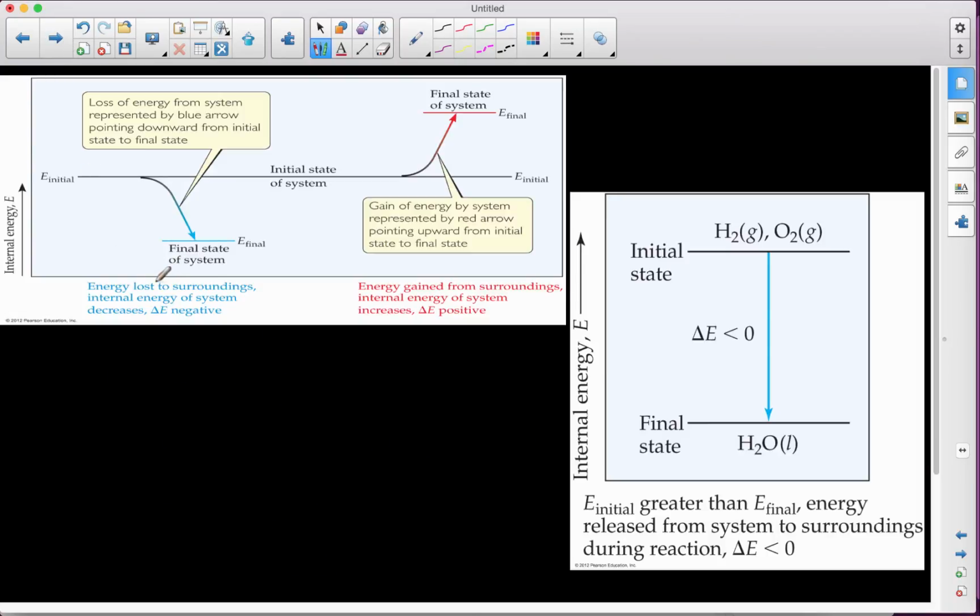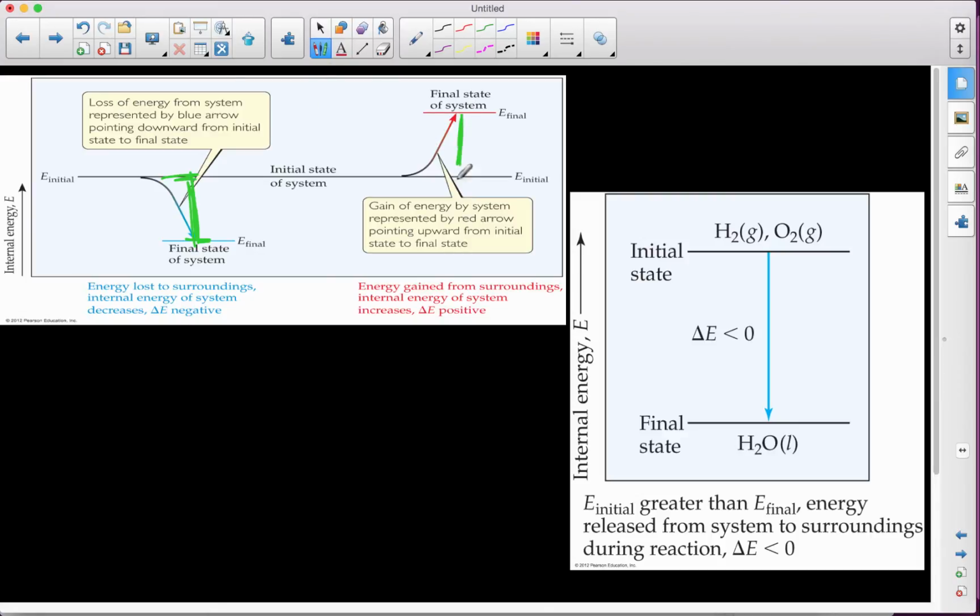A couple of energy diagrams to make sure you understand. If we have an initial energy and then we have a final energy that is lower, energy is released from the system, which means that this amount of energy must find itself in the surroundings.